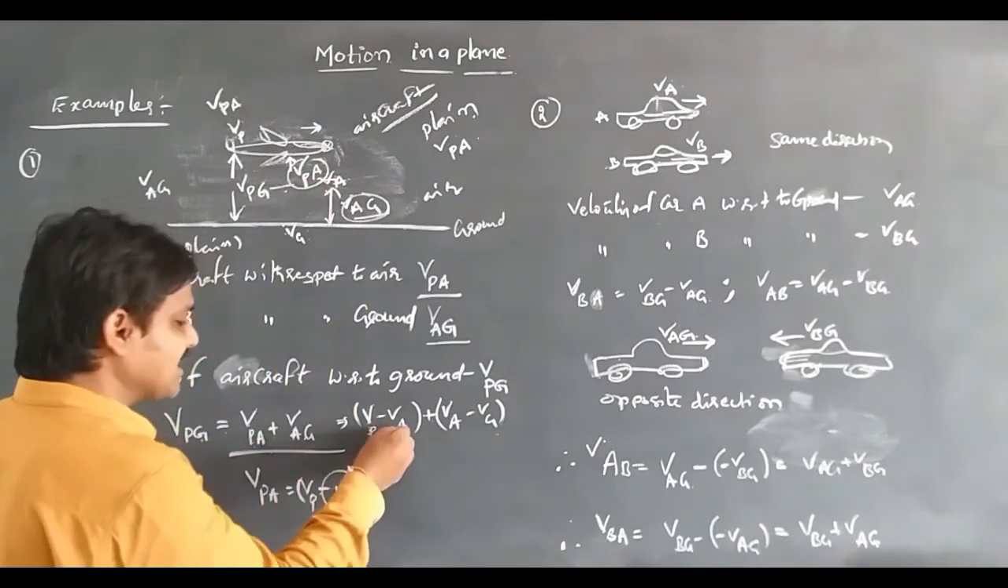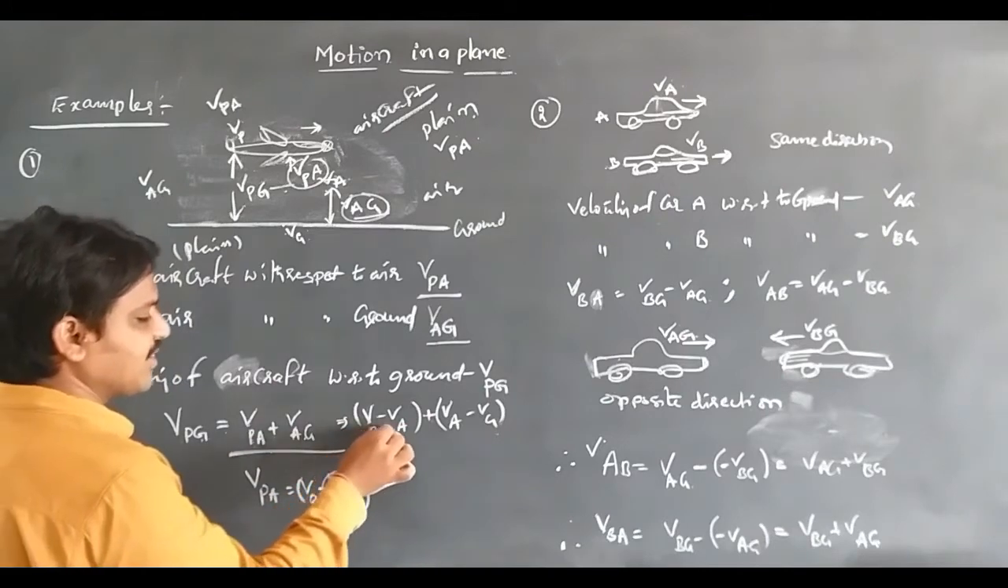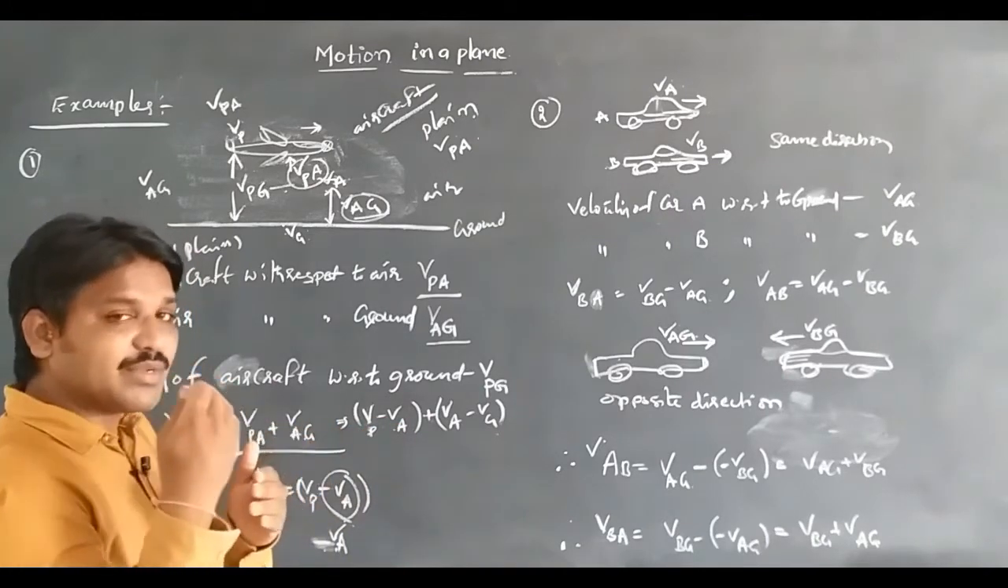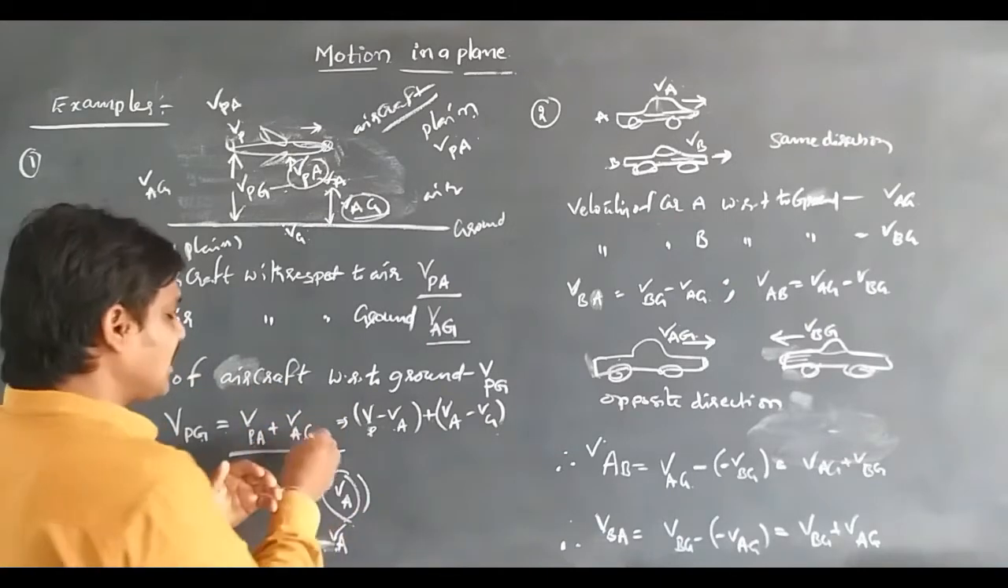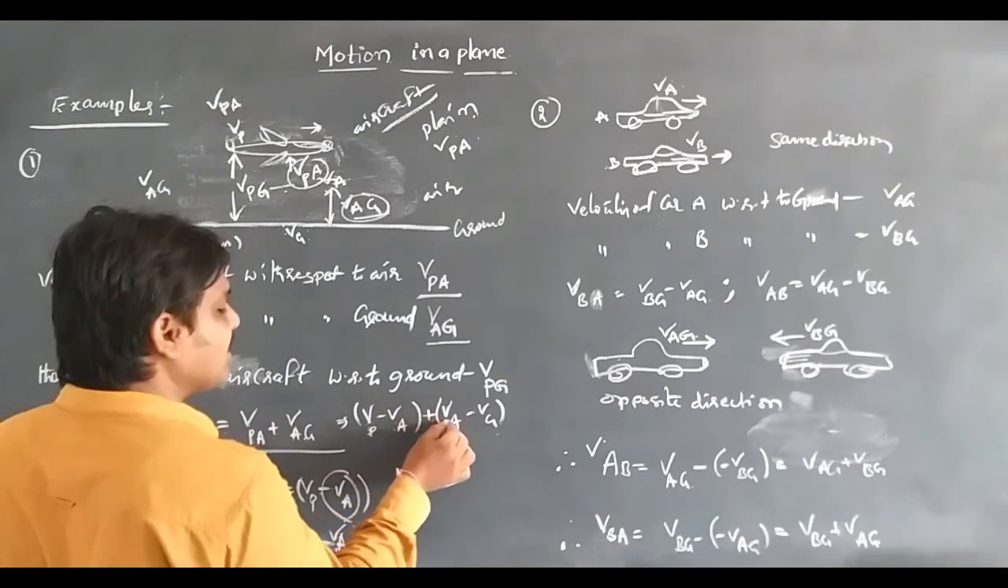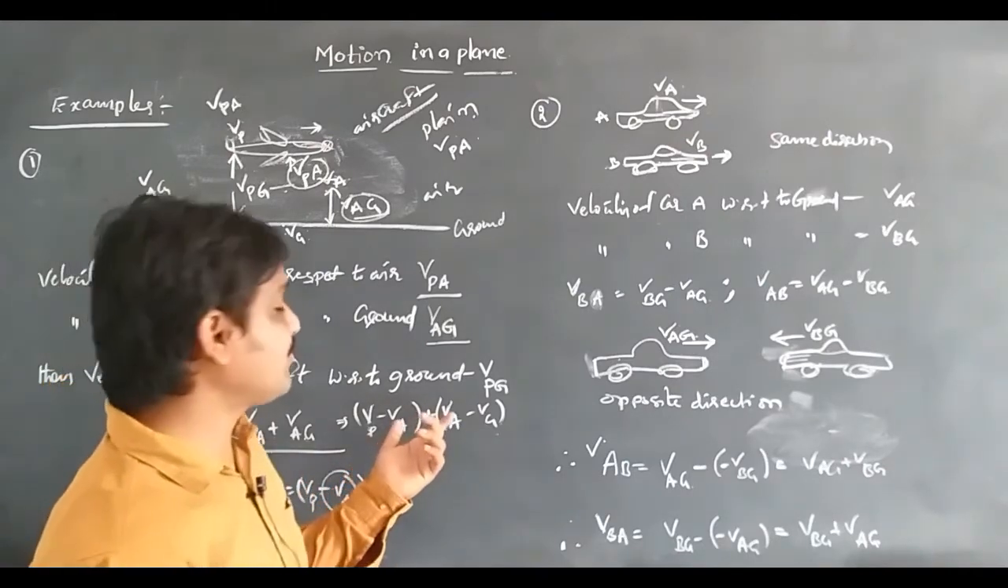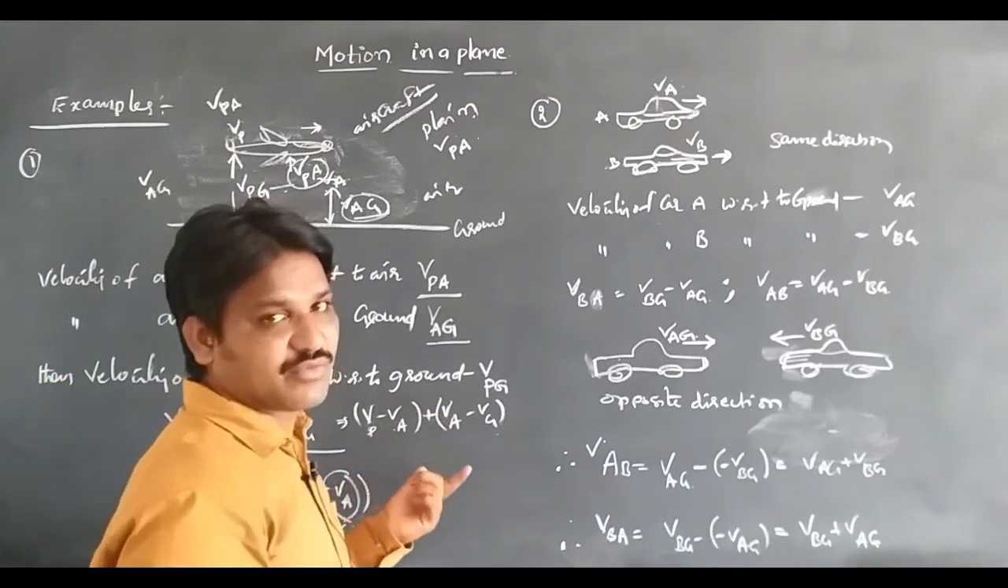Again we can expand like this: VPA is equal to VP minus VA, and plus VAG, meaning whenever the air and the plane are in the same direction, then we get the values accordingly. So that's another problem. This is one of the examples for relative velocity.